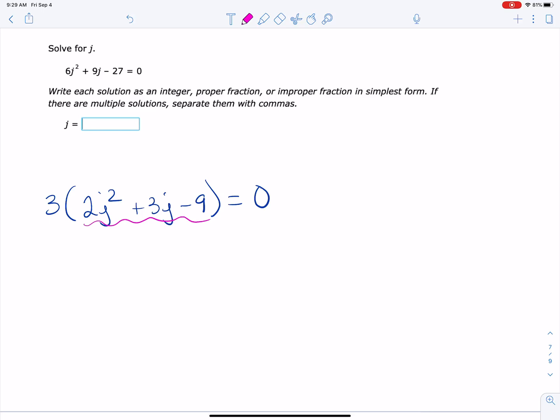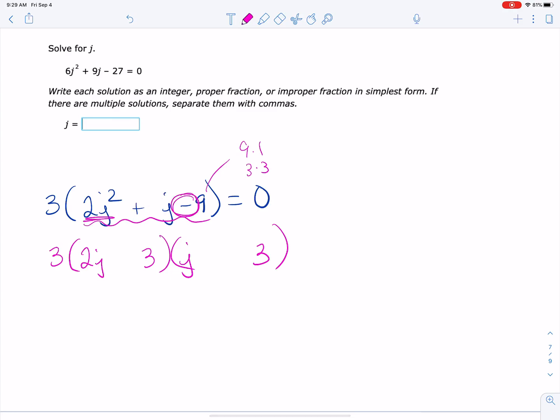And so let's see, I'm going to do guess and check. So it's 2 sets of parentheses. The only way to build a 2j squared is 2j and j. And now to build a 9 would be 9 and 1 or 3 and 3. This middle term's pretty small, so I'm going to try 3 and 3. And let's see where we get with that. So a 3 and a 3. Now, because it's a negative 9, that tells me one's positive and one's negative. And let's see how we get with that, okay?